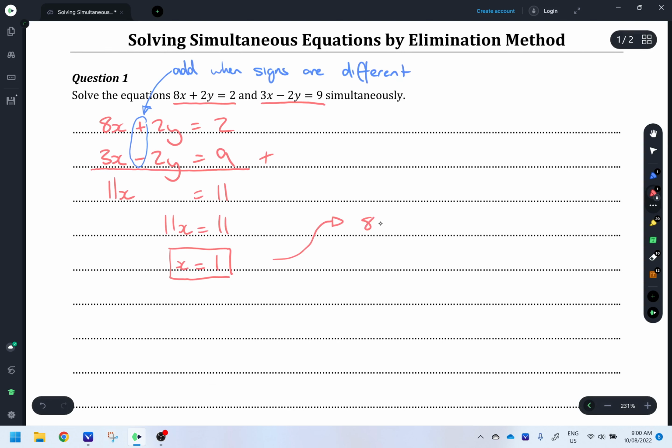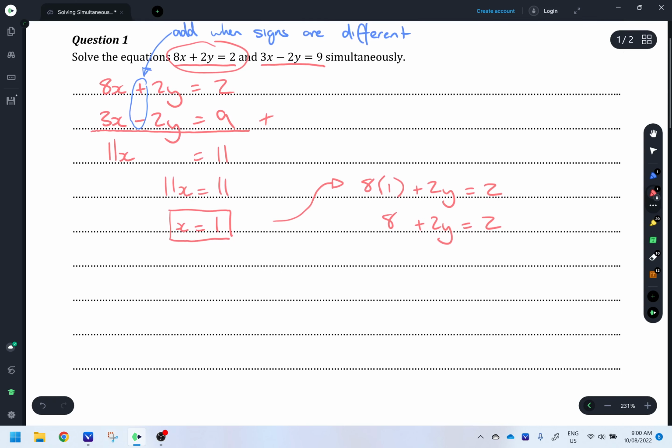So I have 8 times 1 plus 2y equals 2. So I've substituted into that first equation over here. And now I just need to solve this accordingly. So 8 times 1 is 8. And then, should I get rid of the 8 or the y first? I want to get rid of the 8, so I'm going to subtract 8 on both sides. So 2y equals negative 6. And then divide by 2, y equals negative 3.